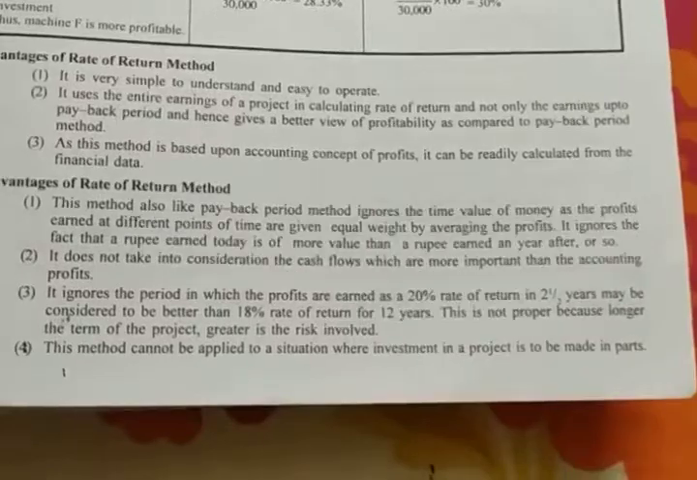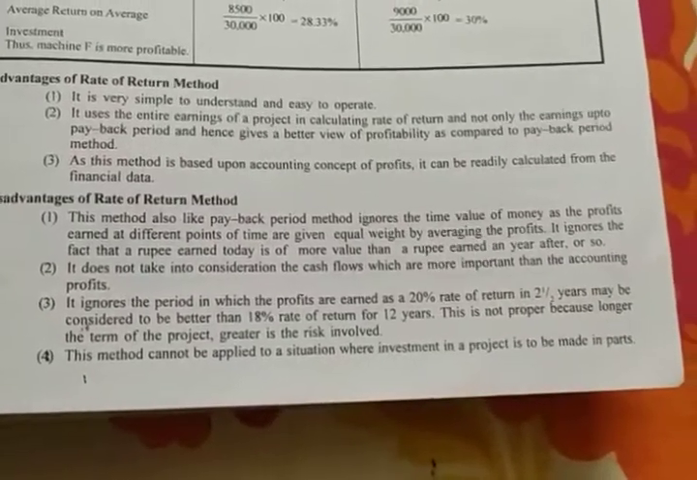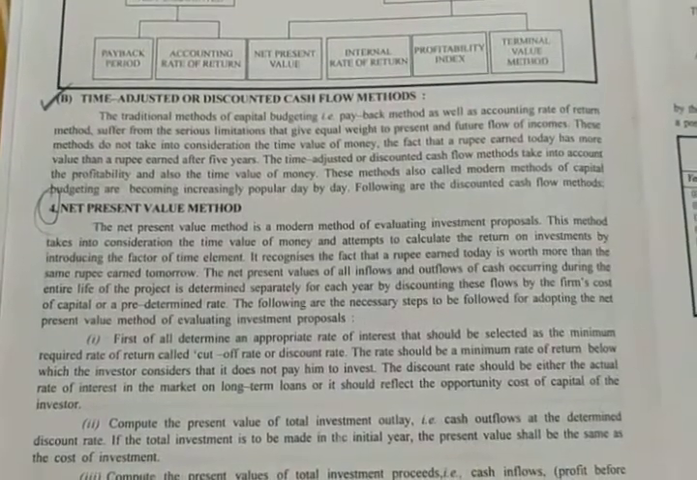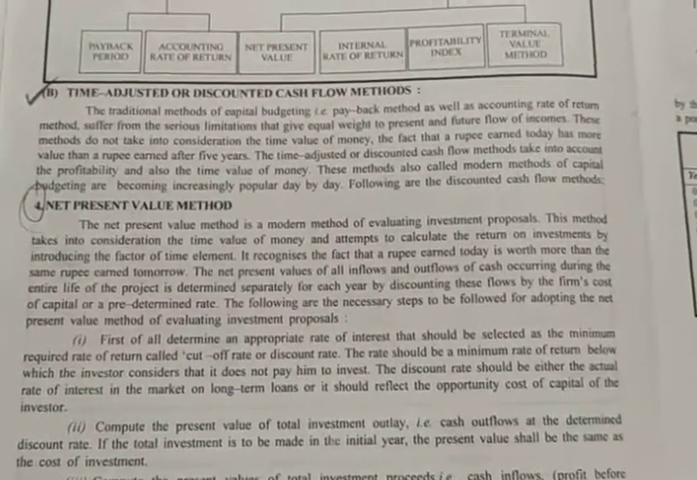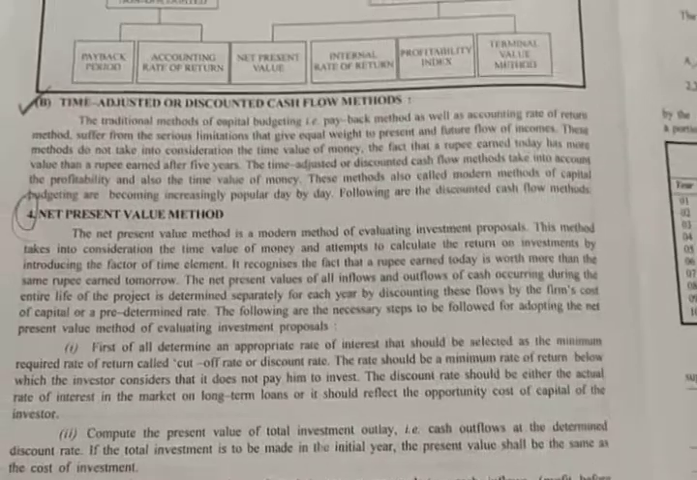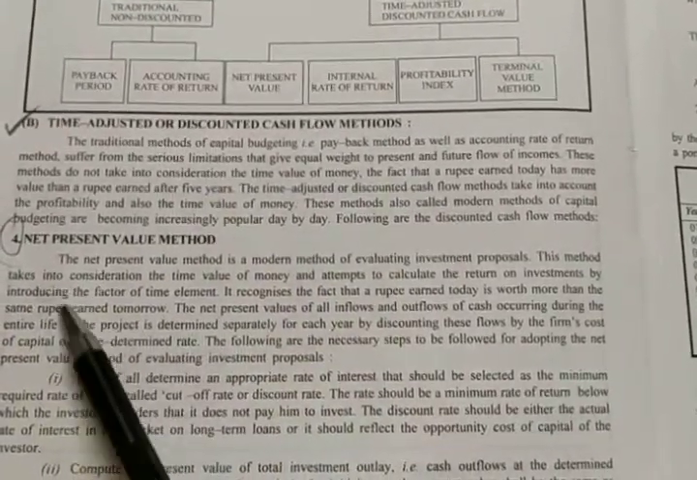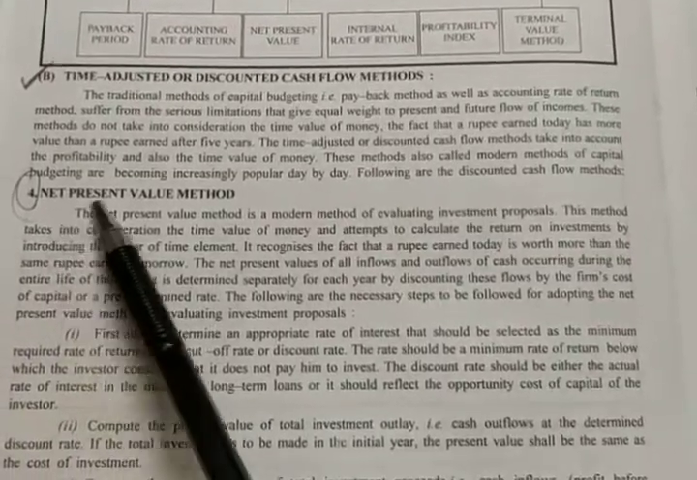Now we will discuss the next method. So till now we have discussed the traditional methods. Right now we are going to discuss the time adjusted or discounted cash flow methods. Under this, the first one is the net present value method.